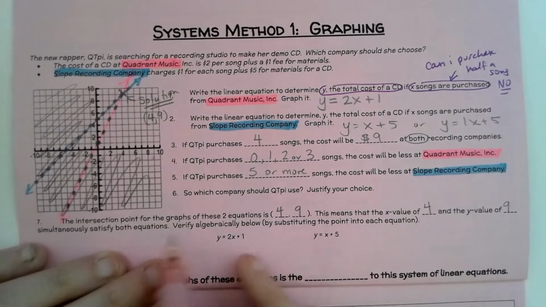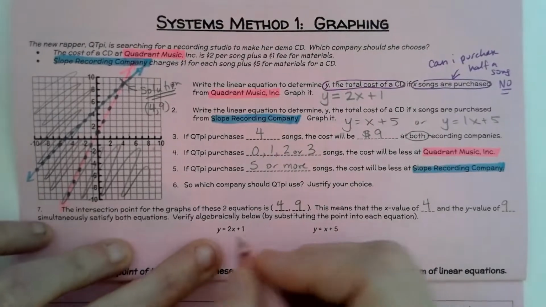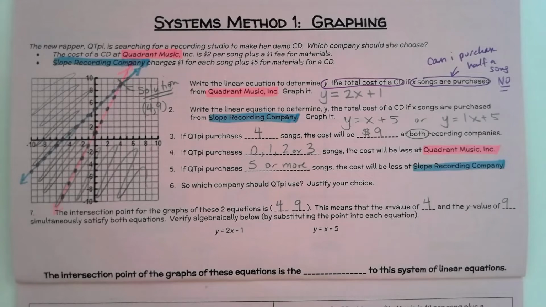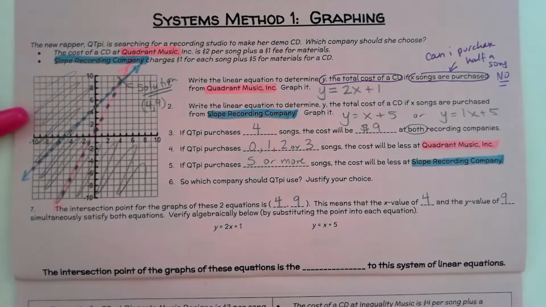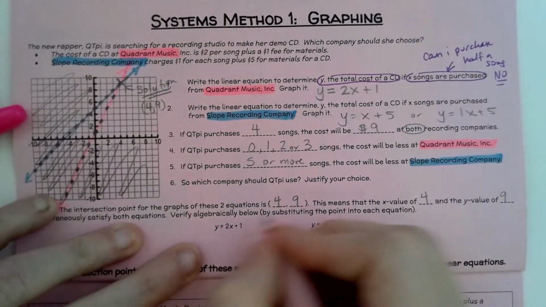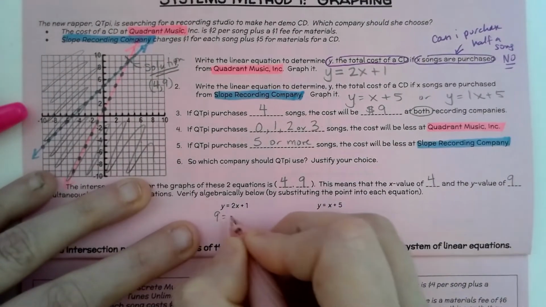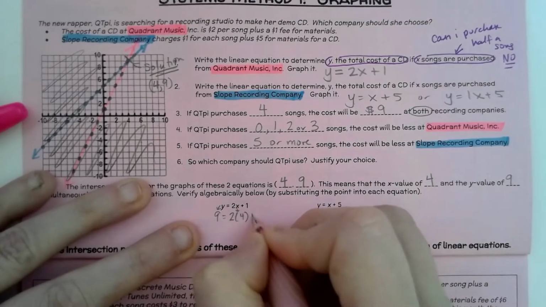Now, it says verify algebraically by substituting the point into each equation. This is the same thing we did to test points when we did inequalities. It's the same exact point testing strategy where we plugged in the values and checked to see if they worked. So we have to be careful and carefully substitute. I have 9 equals 2 times, y is 9, x is 4, plus 1.